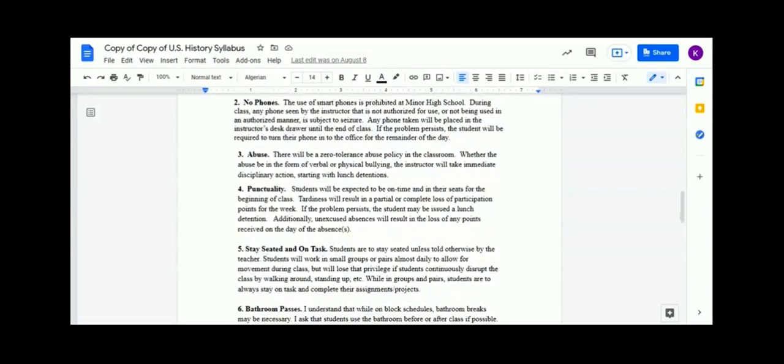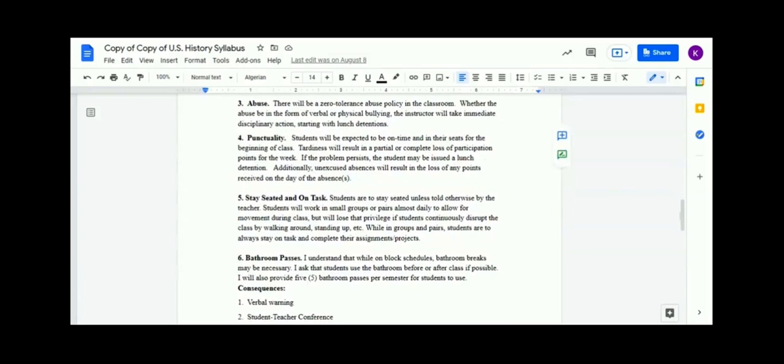At Minor High School, we do not have phones out during class. During class, any phone that is seen by me is subject to seizure. Sometimes if a student has an issue going on and they need to have their phone for an emergency purpose, we of course accommodate for that. Their phones can be out if that is authorized.